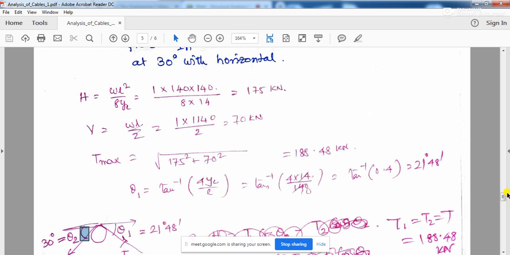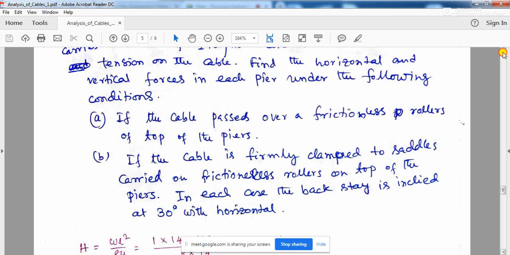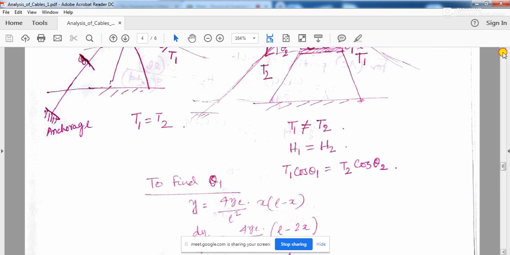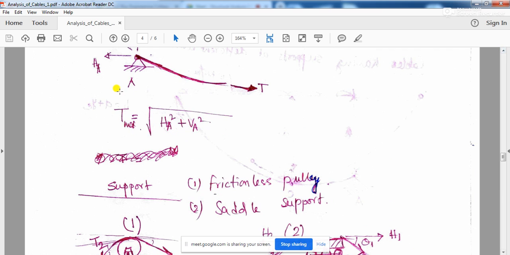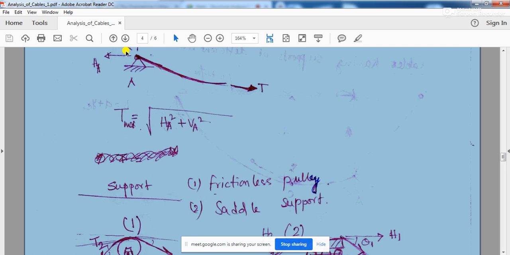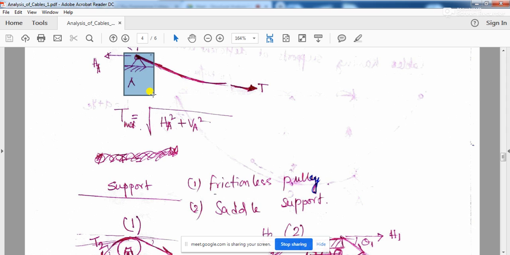So, for the cable structure, to find the maximum tension, if you remember from the previous class, to find T max you need to find HA and VA. That means you need to calculate the reactions at the support. If you can find the reactions at the support, then you can easily calculate the tensile force in the cable.